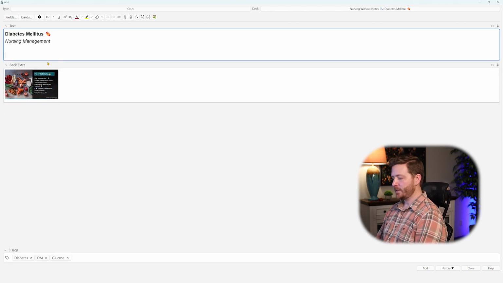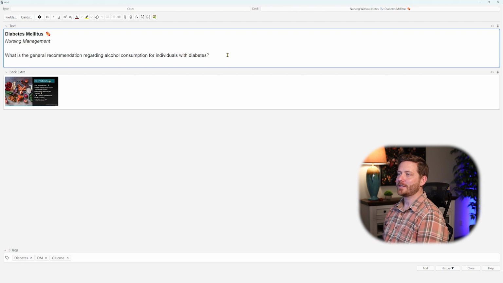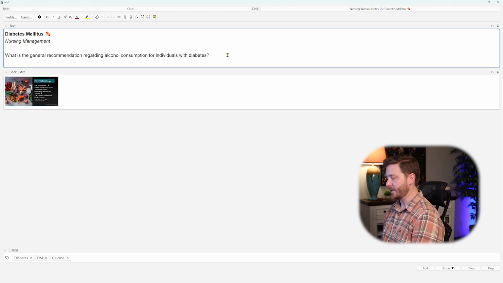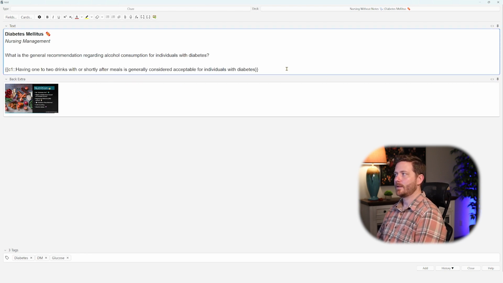And lastly, when should they consume alcohol, if any? And that's going to be, they can have 1 to 2 drinks, and it needs to be with or shortly after meals because they don't want to do that on an empty stomach and run the risk of tanking their blood sugars. All right, we'll add that in. And there we have it. That'll be our nutrition cards.